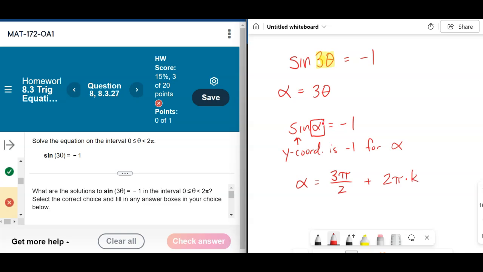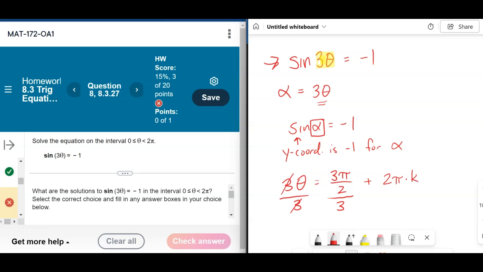All right, now alpha is not what our original equation was. It was 3 theta. So what I'm going to do is replace this with 3 theta. And now I have 3 theta has to be 3 pi over 2 plus some multiple of 2 pi. And now I'm going to isolate theta because ultimately that's what I'm trying to do. I'm trying to divide away the stuff on the inside so the solution would be theta equals something. That's the unknown in the original equation. So I'm trying to isolate theta, so I need to divide away this 3.